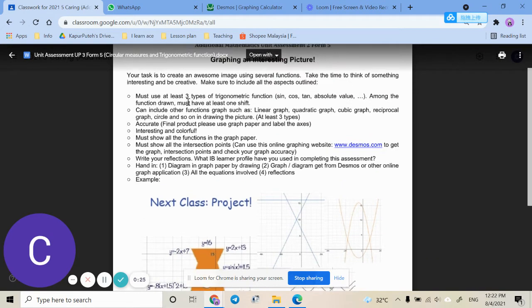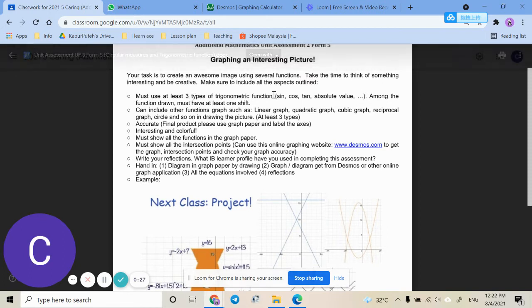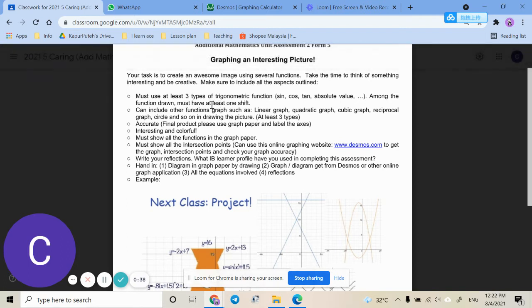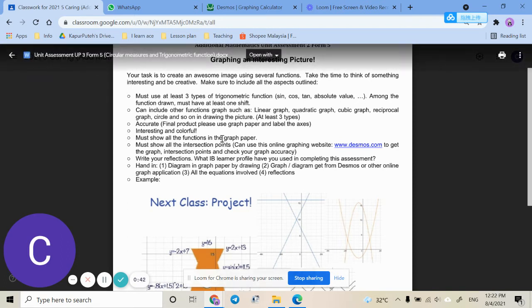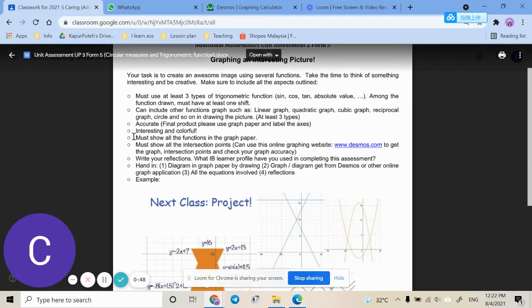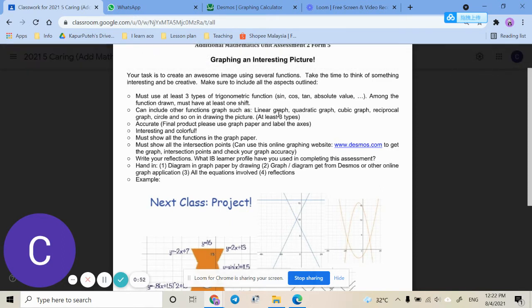First, you must use at least 3 types of trigonometric functions: sin, cos, tangent, or absolute value, or the other graphs that you have learned before. Among the functions drawn, there must be at least one shift. At least one shift means that you need to move the graph up or down. Then you can include other function graphs such as linear, quadratic, cubic, reciprocal, circle, and so on in drawing the picture. So you need to have at least 3 types.